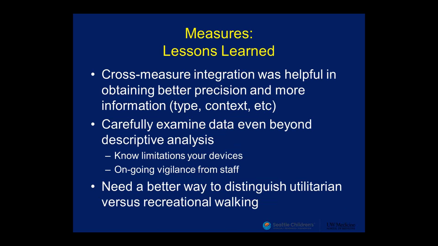We think that our cross-measure integration was helpful in obtaining better precision and more information about what physical activity happened, where it happened, and it also allowed us to carefully examine how people were actually engaging after the light rail was implemented. I would suggest we need to carefully examine our data, even beyond descriptive analyses, when we get these devices back. There are known limitations; we need to know the limitations of our devices.